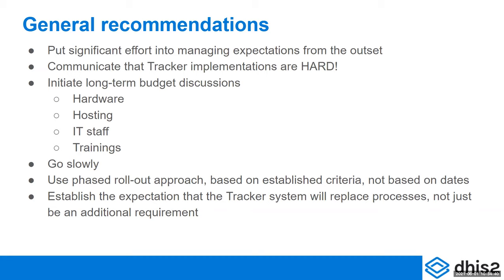Go slowly is a standard recommendation. Try things out, see how the trainings are working, adjust as needed, see how many IT support requests are coming through and if you need more resources before you add more users. And use a phased rollout approach so that you're rolling out not based on some deadline that we want this all done by August, but rather you are expecting to grow a mature system and you want to evaluate it over time as you roll it out to make sure that you're meeting your objectives, so that you know the system is working in one location before you're moving it to the second location or the third.